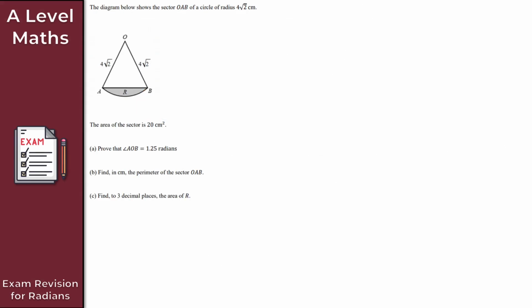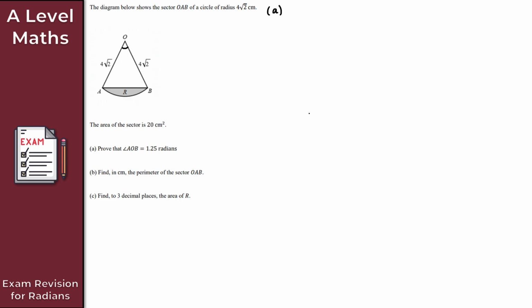So to finish with here then, we now have the very last question, question 3. For this question then, as we can see here, we have this diagram. So this diagram here shows the sector OAB of a circle of radius 4 root 2 centimeters. We're then told that the area of the sector is 20 centimeters squared. So for the first part of this question, part A, all we want to do here is prove that the angle AOB is equal to 1.25 radians. So AOB then, that's this angle here.